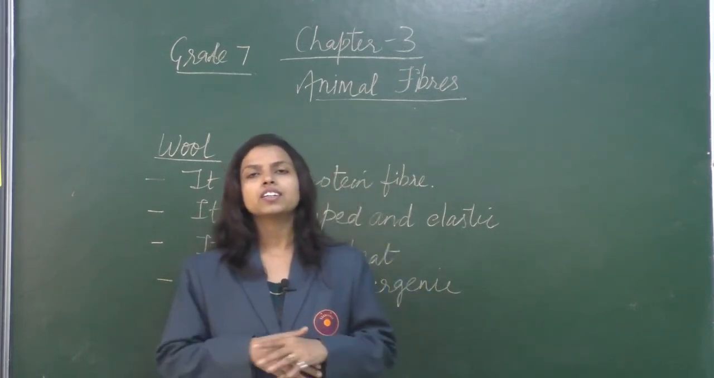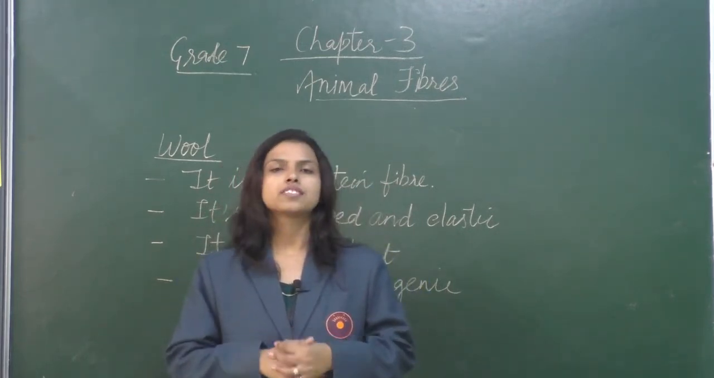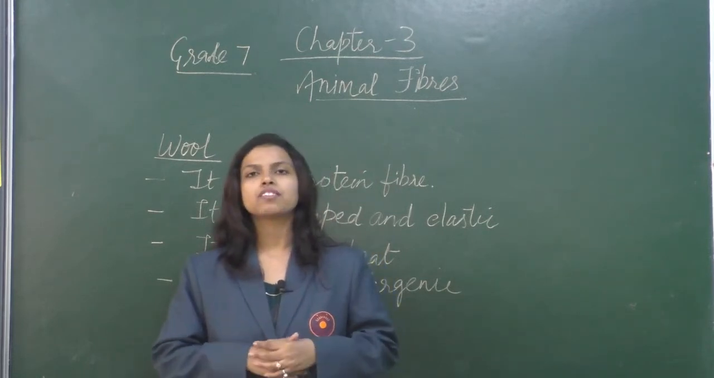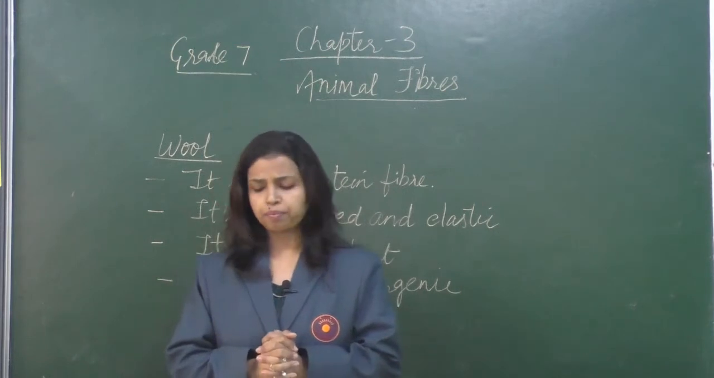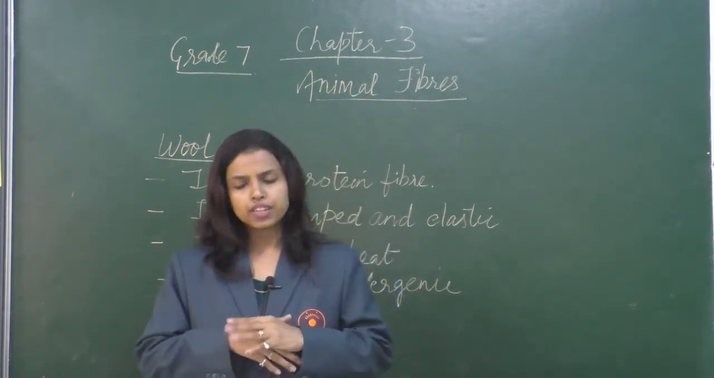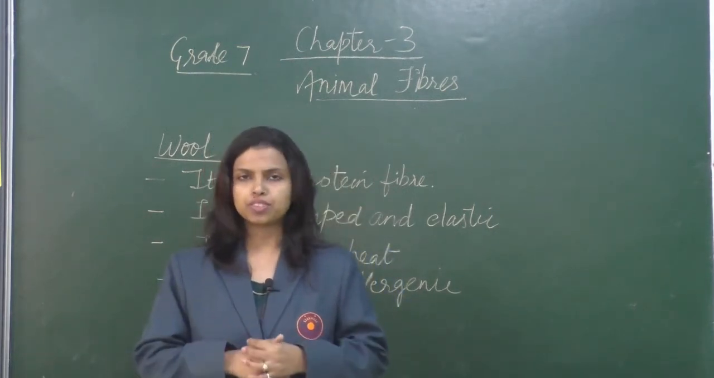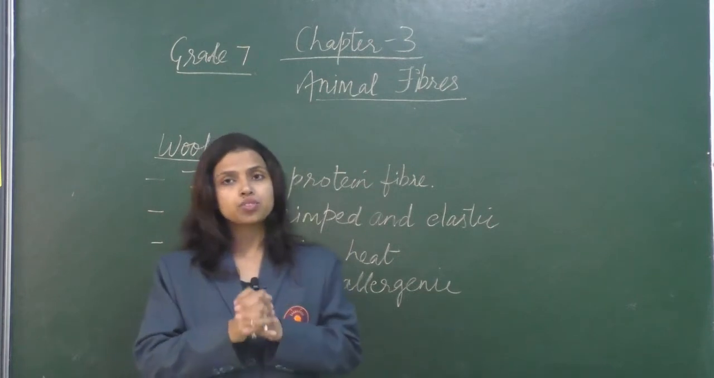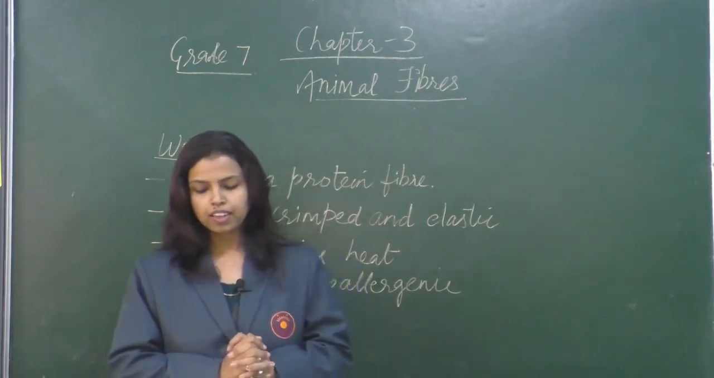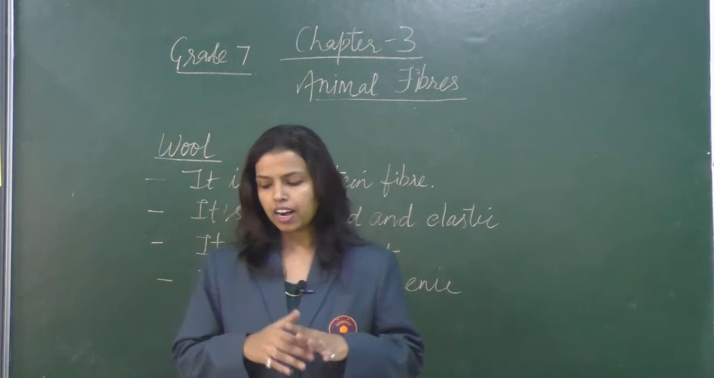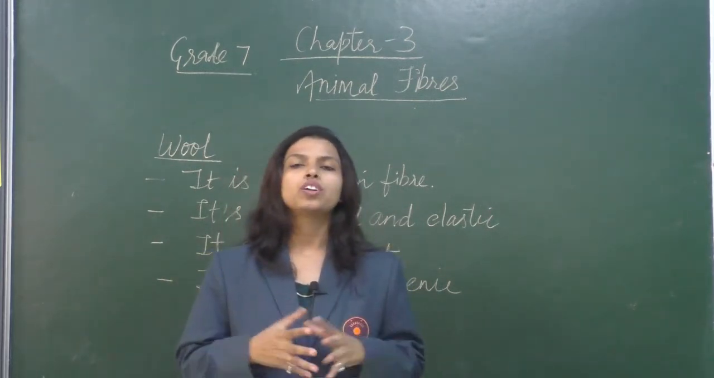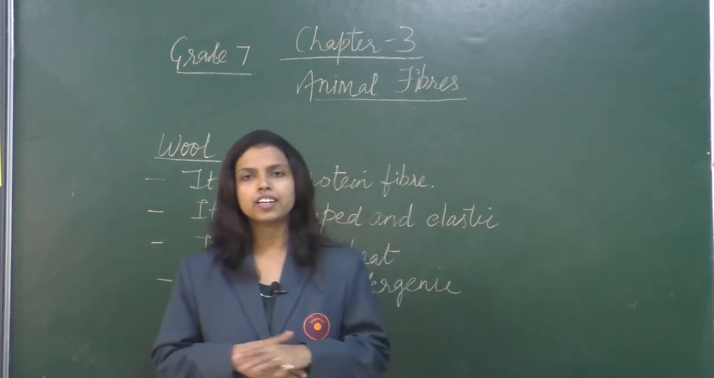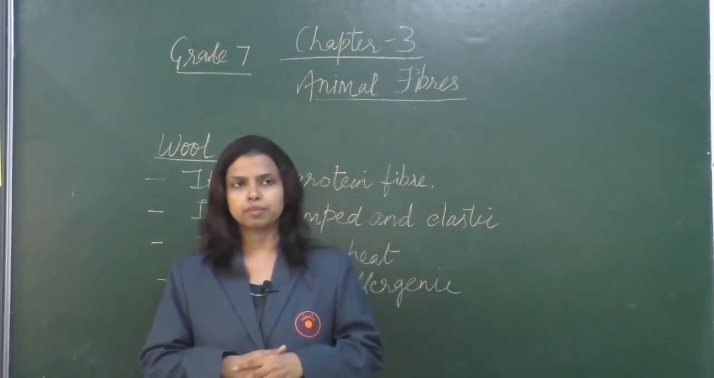Then we have another animal fiber, called silk. As we know, silk we get from the silkworm. So what are the properties of this fiber? The texture is very soft, smooth and lustrous. Then it is the strongest natural fiber. It remains cool in summer and hot in winter. Then next, it does not hold dust. It looks shiny and it is very comfortable.